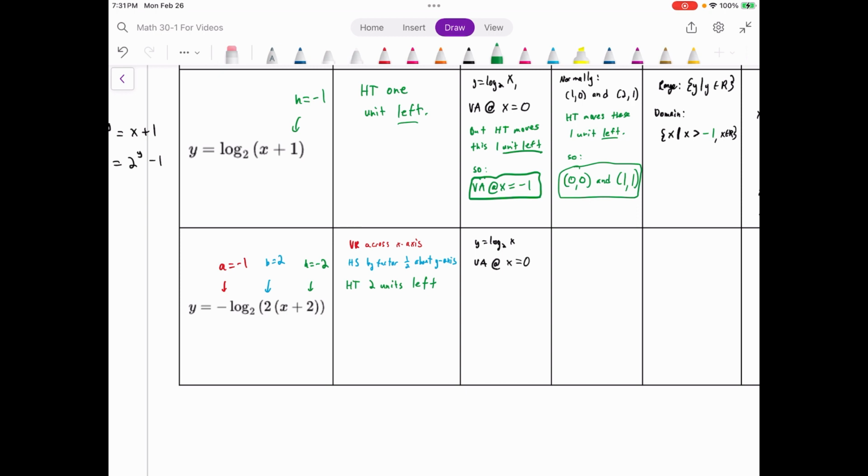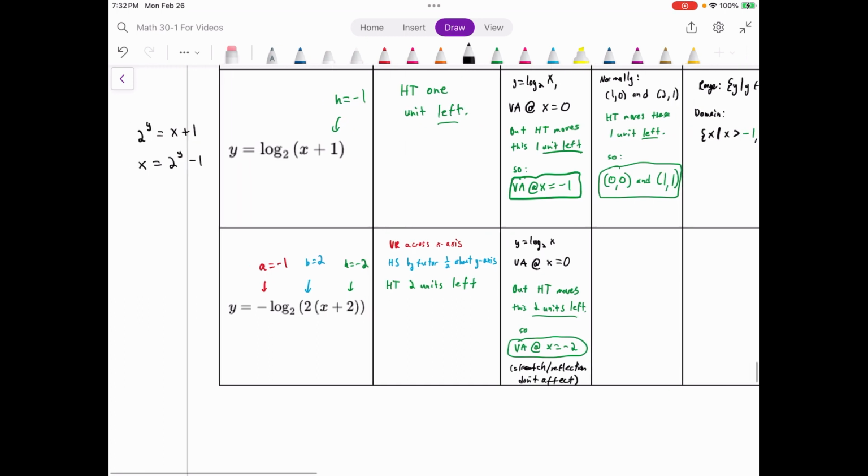And we do have a horizontal translation, but the horizontal translation moves this 2 units to the left. So if the vertical asymptote started at 0, where's it going to be now? Right, it's going to be at -2. So our vertical asymptote is at x equals -2. Okay, stretch and reflection don't affect this because it's at x equals 0.